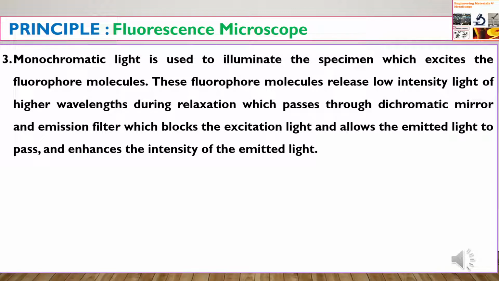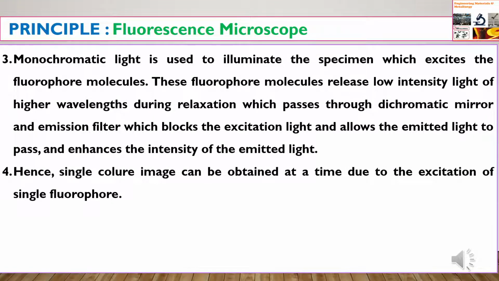3. Monochromatic light is used to illuminate the specimen, which excites the fluorophore molecules. These fluorophore molecules release low-intensity light of higher wavelengths during relaxation, which passes through dichromatic mirror and emission filter, which blocks the excitation light and allows the emitted light to pass and enhances the intensity of the emitted light.